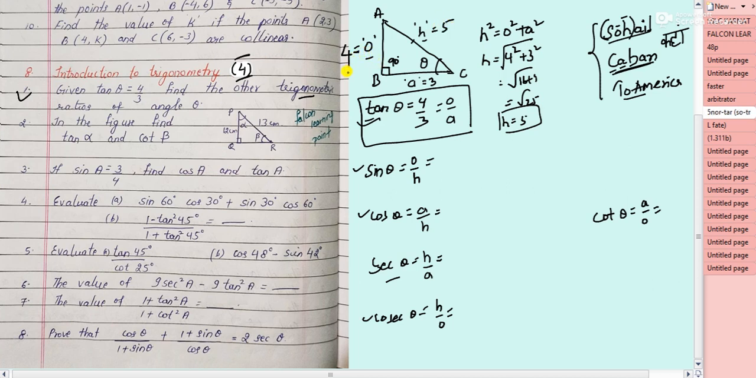So now you have O, A and H. Now just substitute. A by H represents 3 by 5. H by A, just reciprocal, this is 5 by 3. What about sine? O by H. It is 4 by 5.